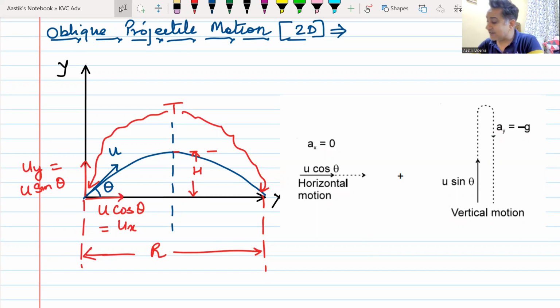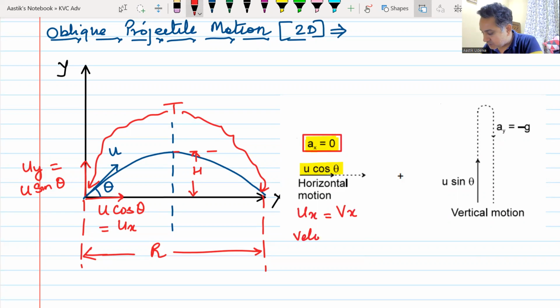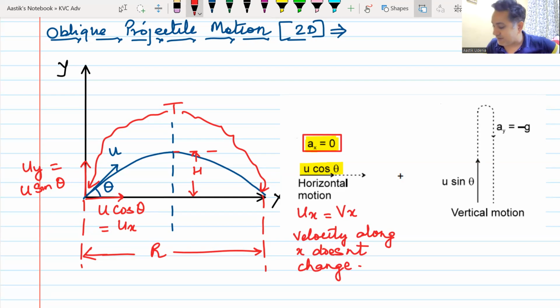In the horizontal direction, when I break it up, there is no other force acting on it. Therefore, the acceleration along the horizontal direction is 0. Do we understand this? And therefore, its velocity along x, u along x, is equal to v along x. Velocity along x does not change. Do we understand this? Yes or no?